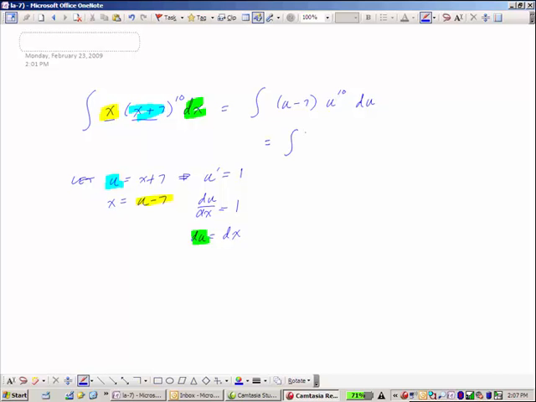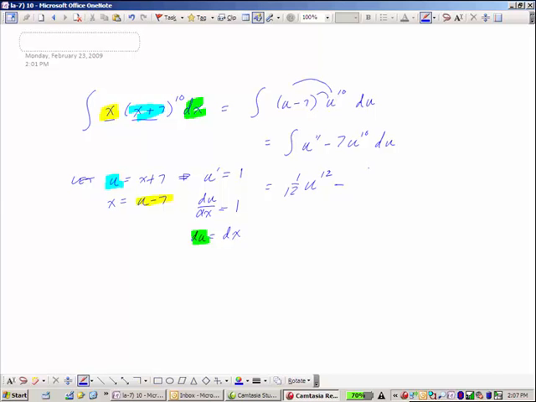Because what I can do now is I can distribute and get u to the 11th minus 7 u to the 10th du. And before I couldn't distribute, right? I couldn't distribute an x into the x plus 7 quantity to the 10th. But because I switched my perspective in terms of u's, I can now distribute. And now this problem I can do. The antiderivative of u to the 11th, 1/12 u to the 12th. The antiderivative of 7u to the 10th.